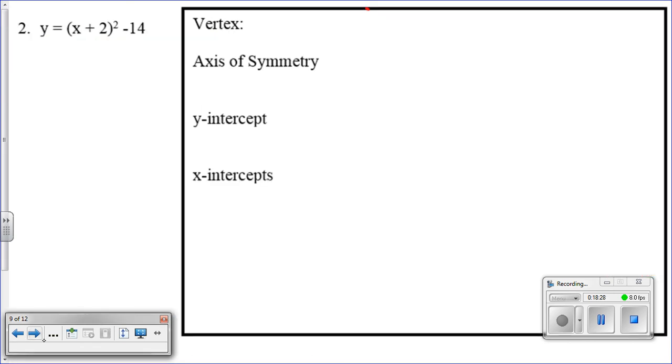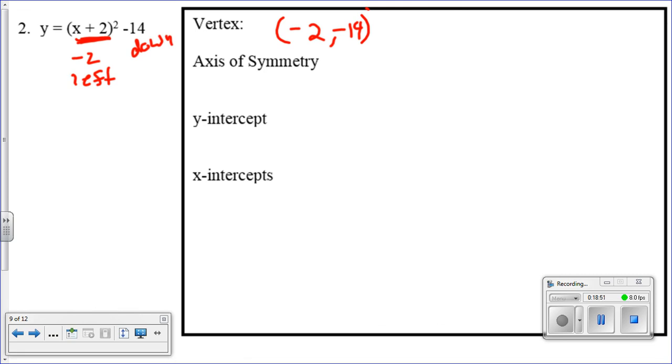Let's try this again. All right, here we have another one. It's in vertex form. So let's get the vertex out of there. So the vertex would be negative 2, comma, negative 14. Keep in mind that if you use your transformations, what makes a 0 is negative 2, so this is going to go left 2, and this would go down 14. So that's negative 2, negative 14. Your axis of symmetry, your vertex is right on the axis of symmetry, which means your x value is the same. So x is equal to negative 2. Your y-intercept, all you're going to do is put 0 in for your x value.